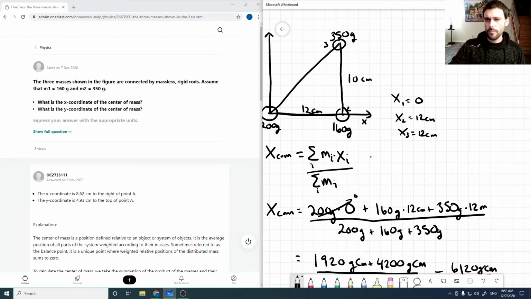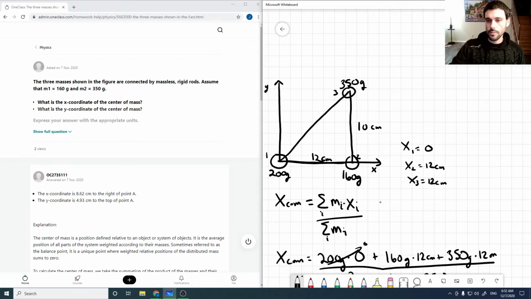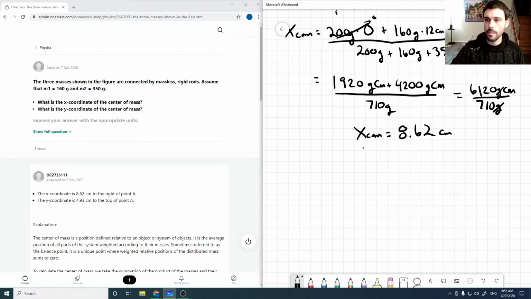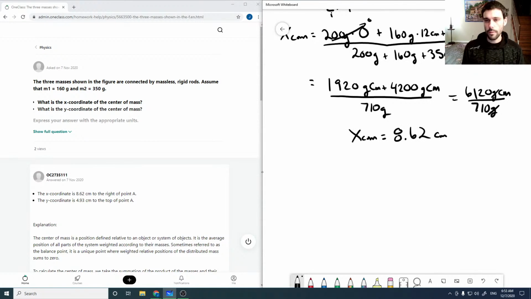And now for the y center of mass, we need our y coordinates. Looking at this and our axis system, we have y1 is 0, y2 is 0, and y3 is 10 centimeters. And so we have a similar equation for our y center of mass. It's just going to be the sum over all the masses times the y coordinates over the sum of all the masses.